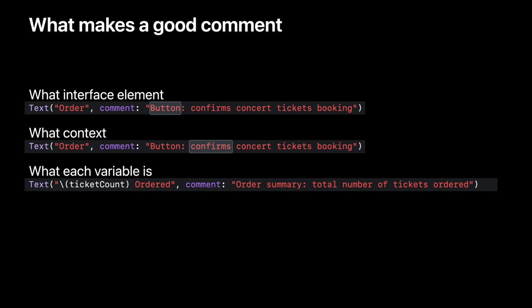So for the last example here, what does the number before ordered represent? Is this the number of past orders? The number of tickets I've just ordered? Yes, thanks to the comment, I know it's the total number of tickets. Translators in lots of languages will be able to correctly translate according to the gender of the word tickets. Sometimes the easiest is also to write an example value of the variable in the comment.